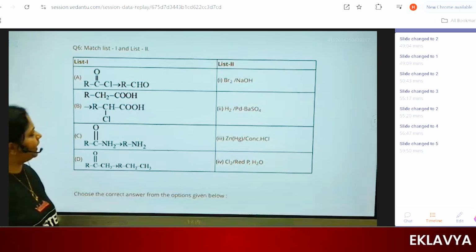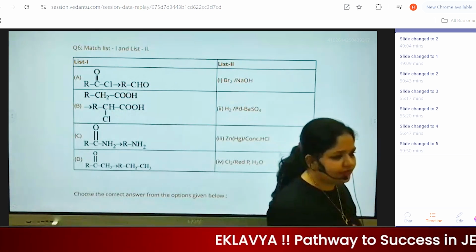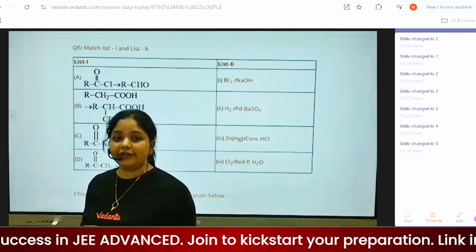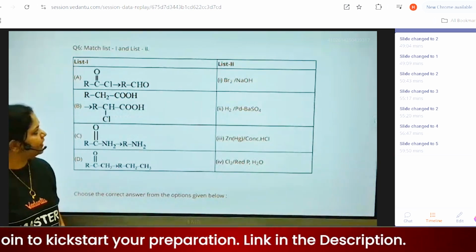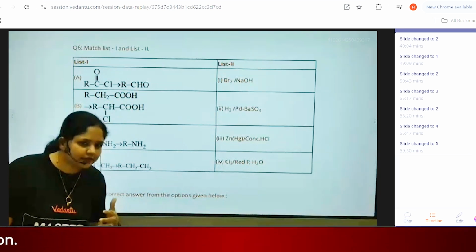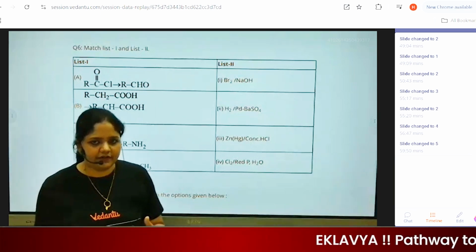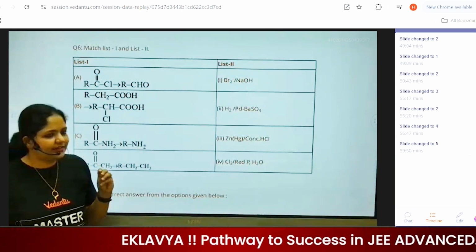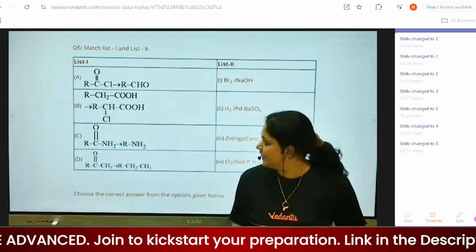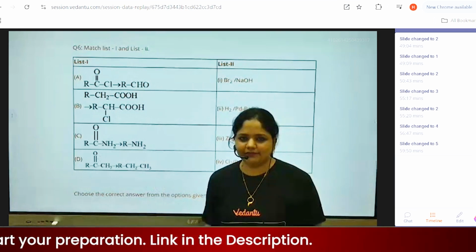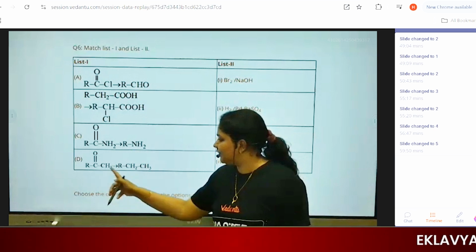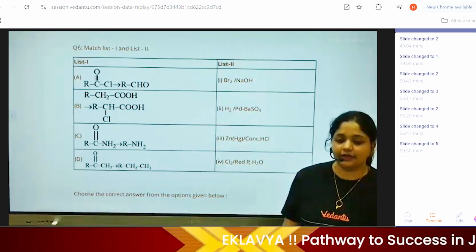So match list 1 with list 2. Look at the reactants, look at what reagents have been used and what the reaction can be. Let's see that. First one, an acid chloride is changing to aldehyde. Let's recall one by one the named reactions which we have learned. Second, we have an acid with a chlorine getting attached at the alpha position. Then in the third one, amide is changing to amine. This is very famous. All of them are famous, but this is pretty famous. In this one, a ketone is changing to an alkane.